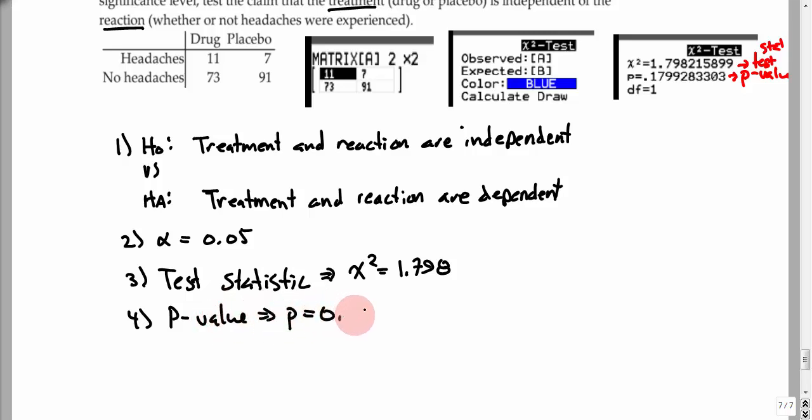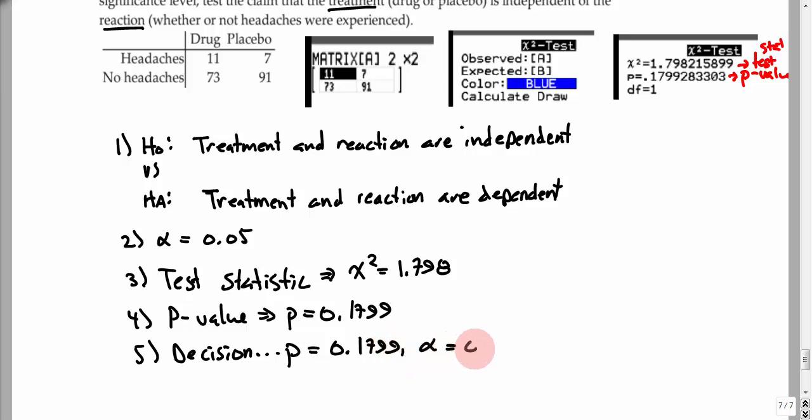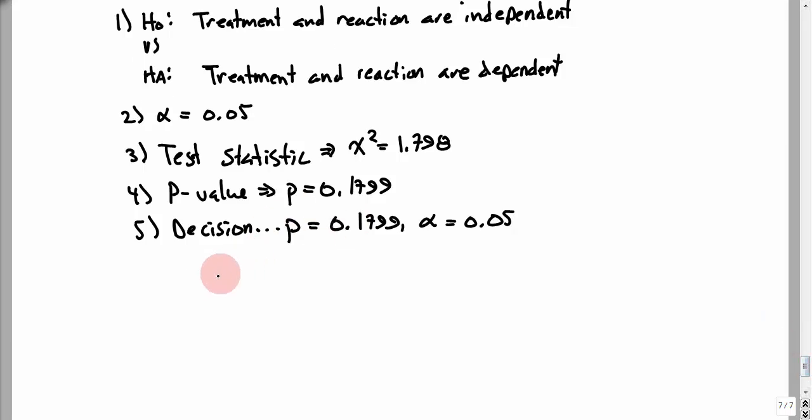P is equal to 0.1799. Next I'll make a decision. So I get P equals 0.1799, and I have alpha equals 0.05. So in this particular case I can see that P is greater than alpha, so I fail to reject H0.